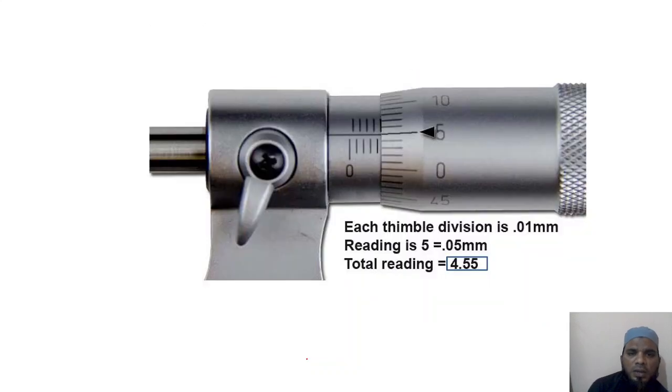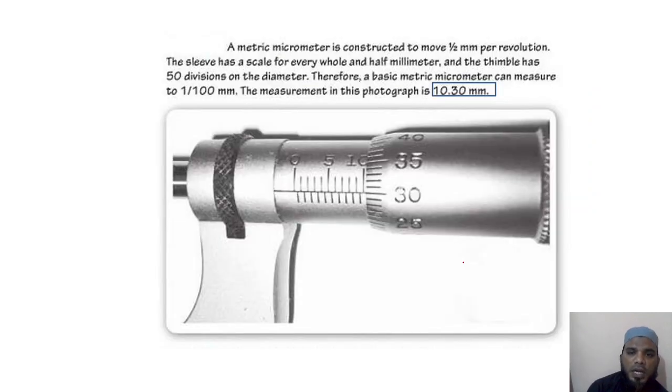Okay, clear. These are a few things which we have tried to find. You can see here, it is like 4.5, plus this 5 reading is touching. 5 into 0.01 is 0.05. So 4.5 plus 0.05, 4.55 is the total reading. Similarly, this is 10.30. 10 it is touching, so this is 10 reading, 10 plus how many divisions? 30. 30 into 0.01, 0.3.